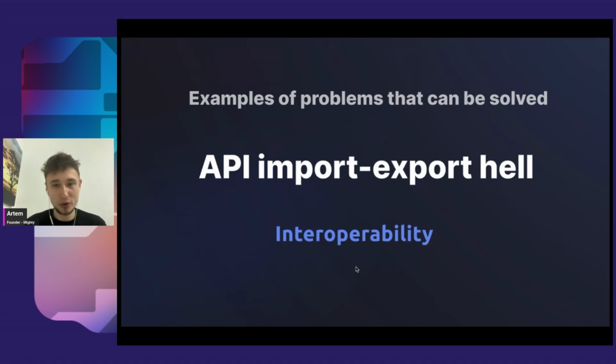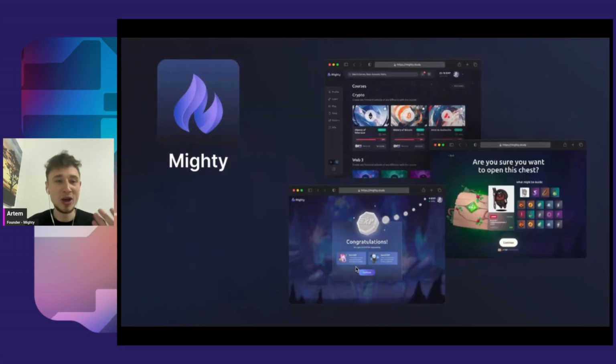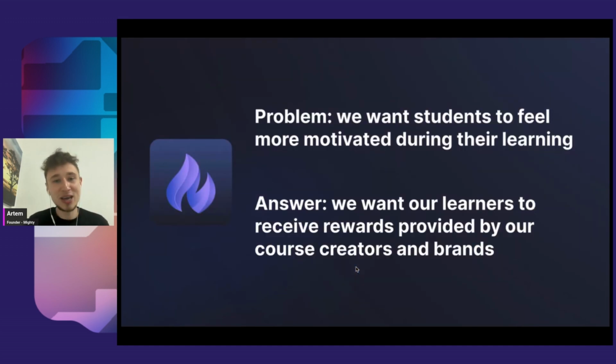Let's touch more on how we solve that, and I'm going to show you the example of how we use that at Mighty. So at Mighty, we have an educational platform, and we educate users on Web3 and everything around tech in general. And our task when we built Mighty is we wanted to make students feel more motivated during their learning. And this is the problem we were solving. And I said in the beginning of the talk, we have to focus on the problem. And the answer we found is that we want our learners to receive rewards provided by our course creators and brands that work with us.